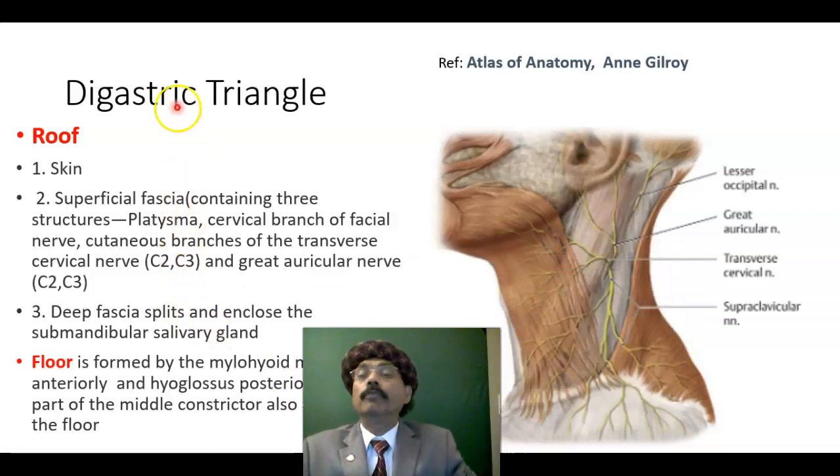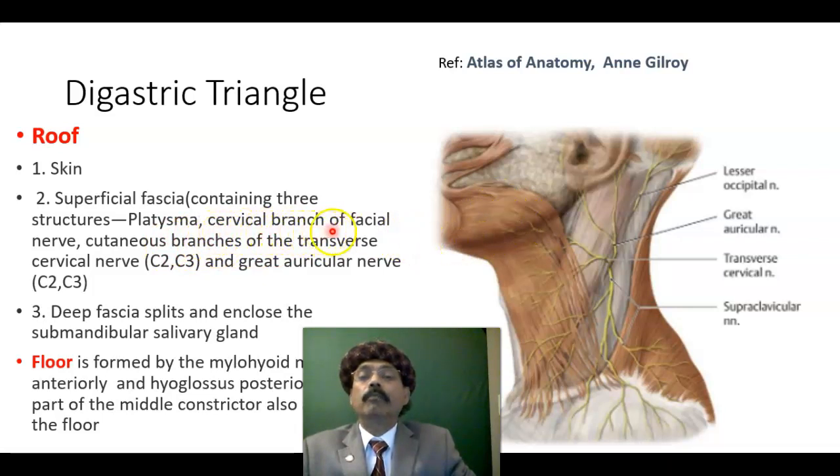Now we'll go to the roof of the digastric triangle. It is formed by the skin. Skin has been taken out from this place. Then the superficial fascia containing three structures. What are those three structures? One is the platysma, a flat muscle, which is also a muscle of facial expression.